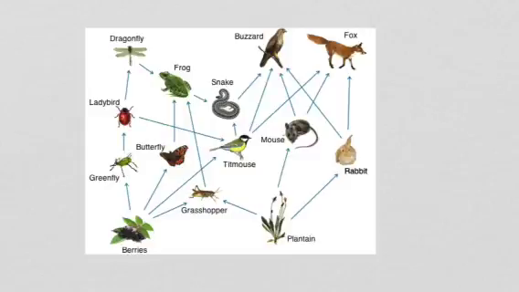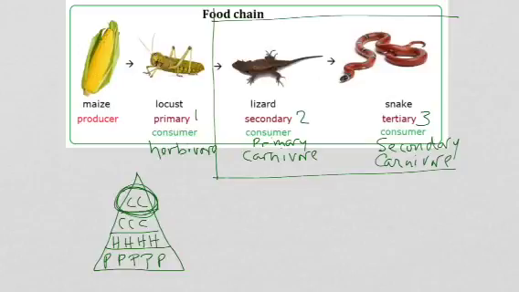Okay? And a food web will always show a much clearer picture of what's going on in an ecosystem versus just your food chain.